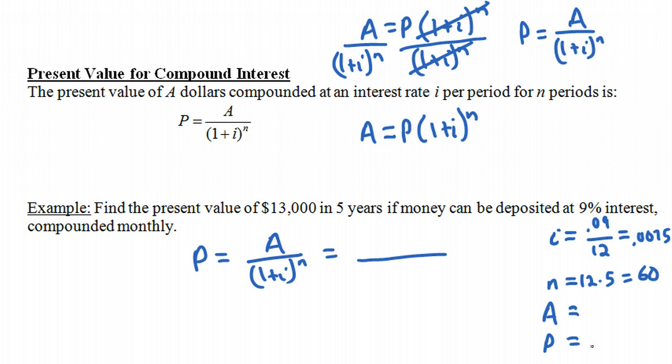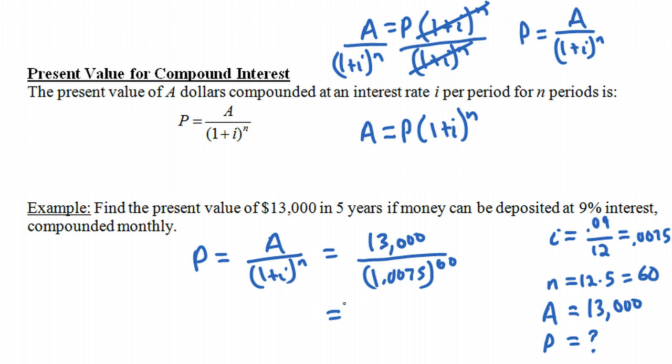Now, what about the A and what about the P? Well, the P is the present value. That's what we're trying to find, the present value of the principal. The A is the amount in the future, and we're told that that is $13,000. So let's plug things in. We have 13,000, the future amount, over 1.0075 to the 60th power.